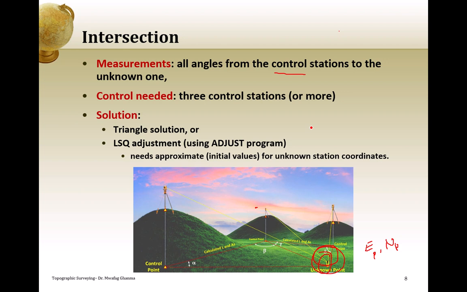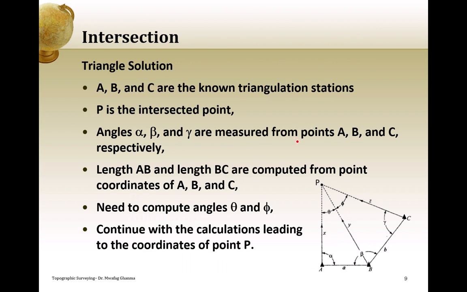Now, at the end of this presentation, I will show you how you can do it particularly for this intersection problem. It is easy to do the initial estimation. We'll show you that later on. The triangle solution, it's the traditional solution that we have ABC, and these are the coordinates. These are the control stations. They have coordinates which we know.